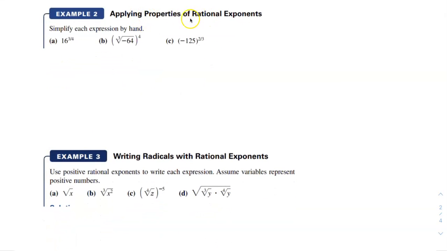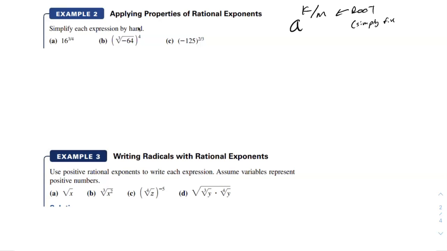Applying properties of rational exponents. So they want us to simplify each one of these by hand. The key thing with the rational exponent is that the bottom is the root, and the top is the power. And when you simplify, you always want to simplify the root first. So when you simplify, you want to do the root first.